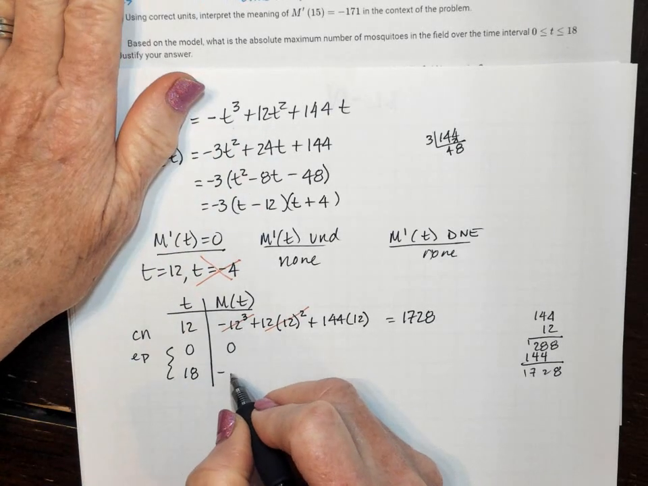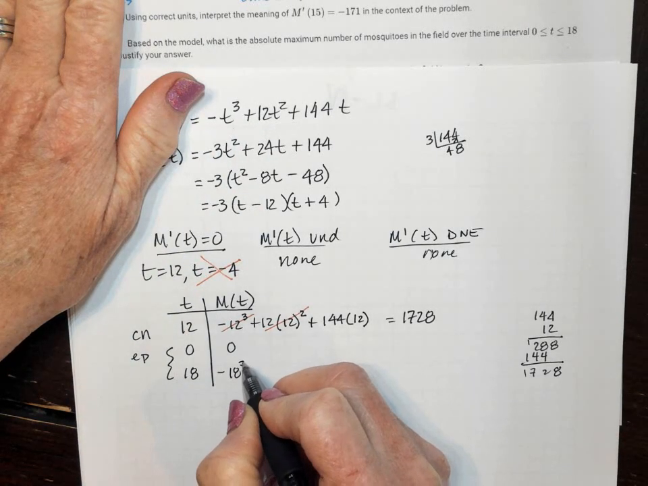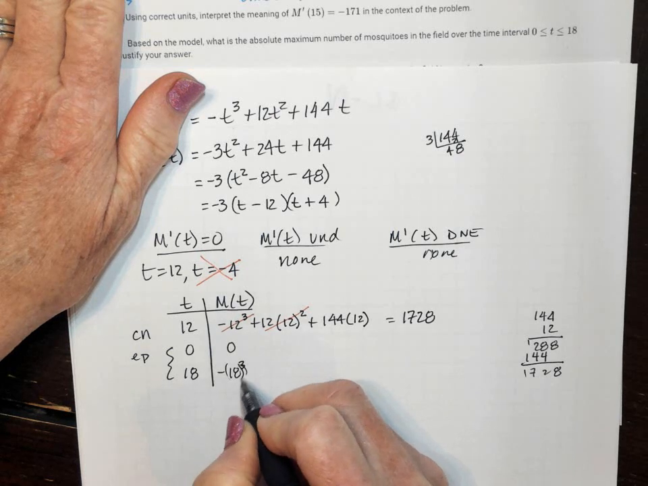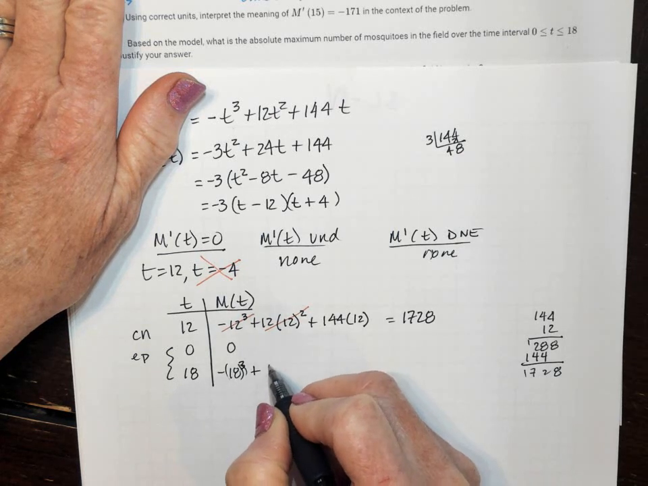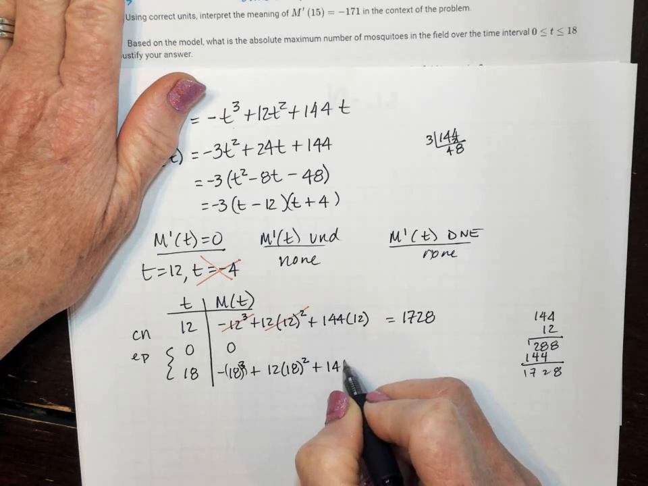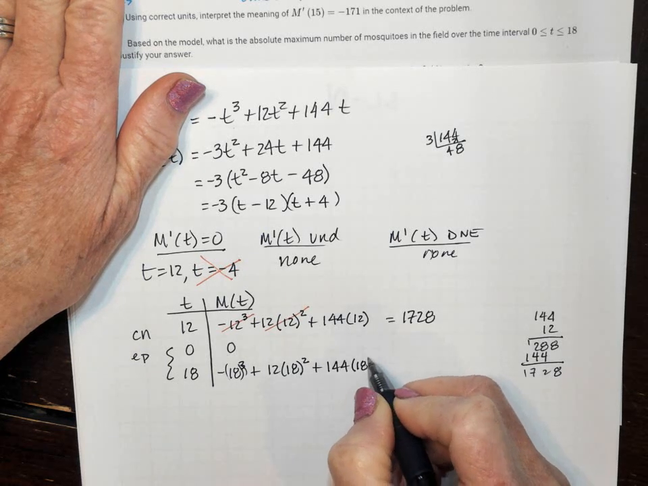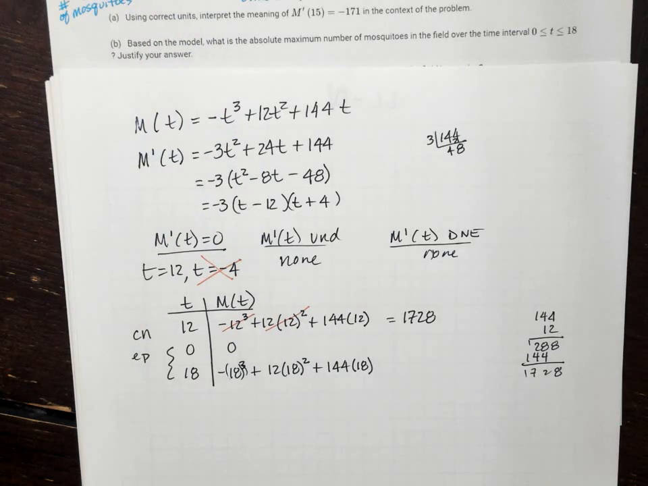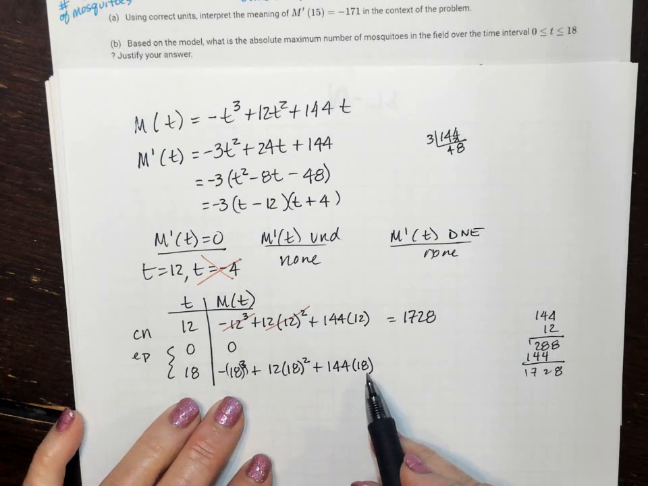Now m of 18 is going to be negative 18 cubed plus 12 times 18 squared plus 144 times 18. Oh my gosh, gross. Absolute maximum. Okay, so I do not want to do that.